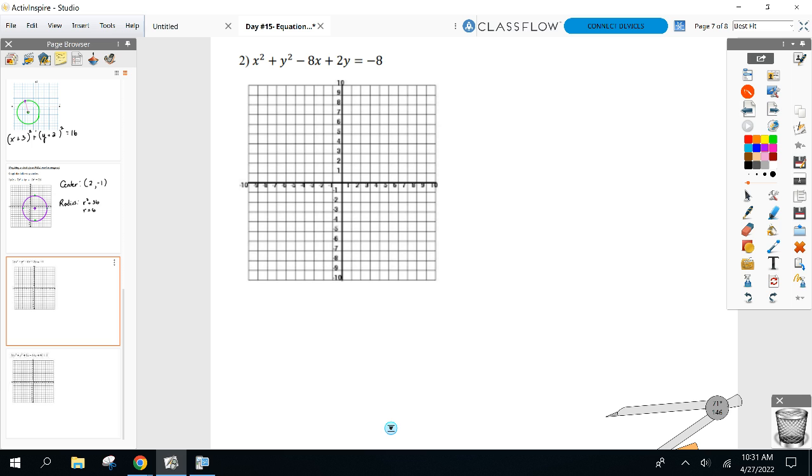So I'm going to rewrite this as x squared. What am I going to put with it now? Minus 8x plus y squared. And what am I going to put with that? Plus 2y. And I'm going to keep that number there the entire time.